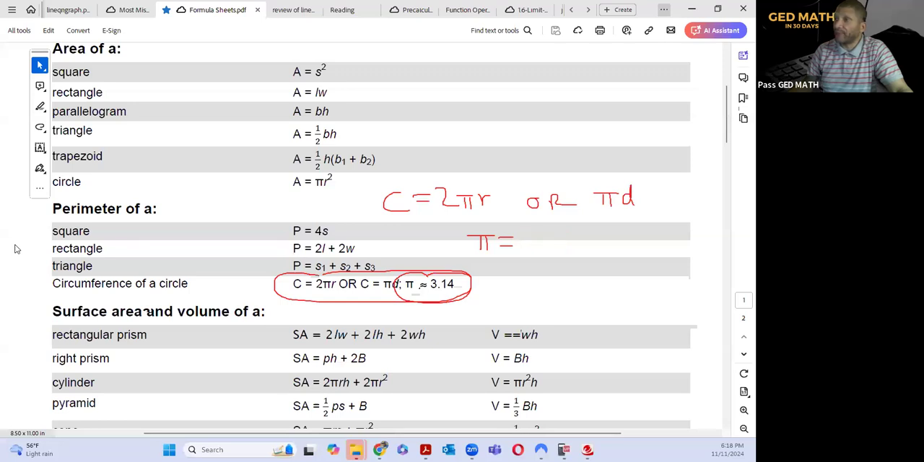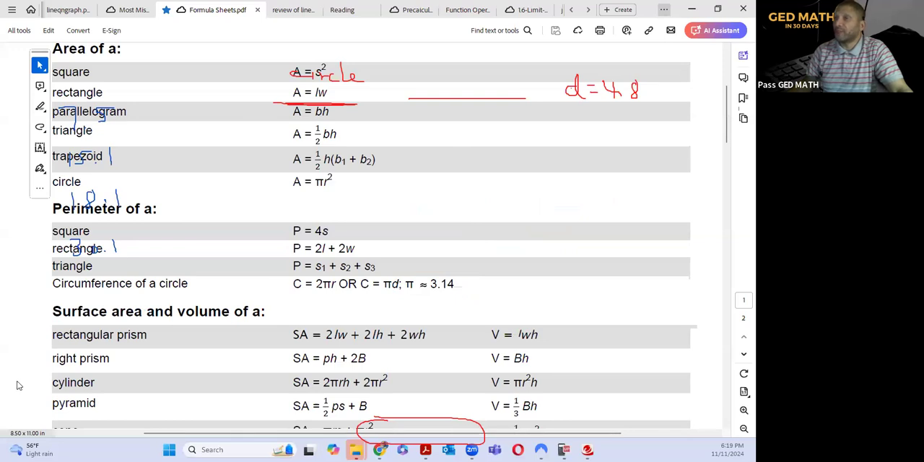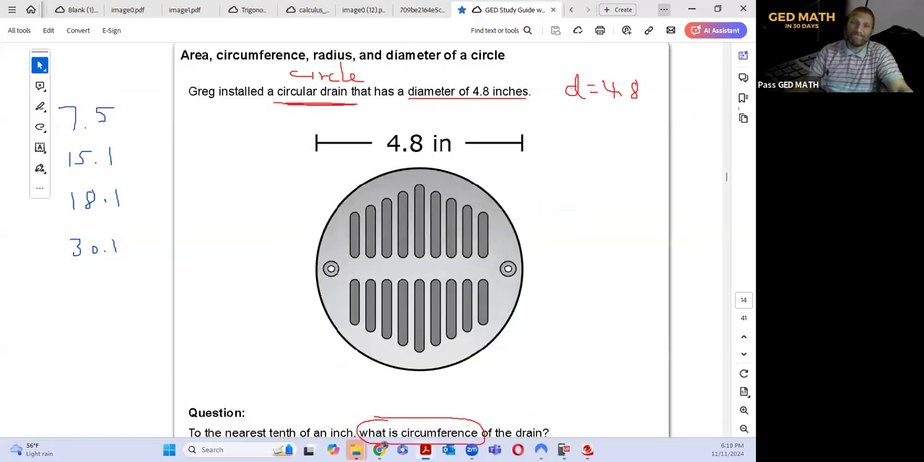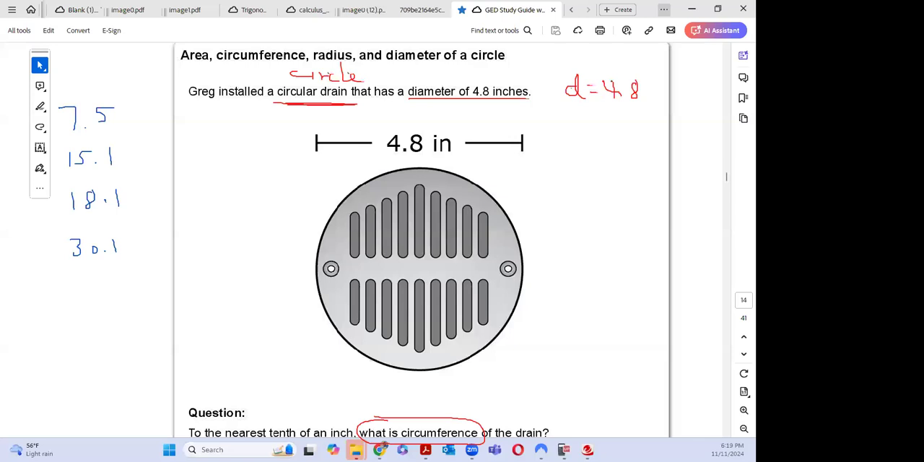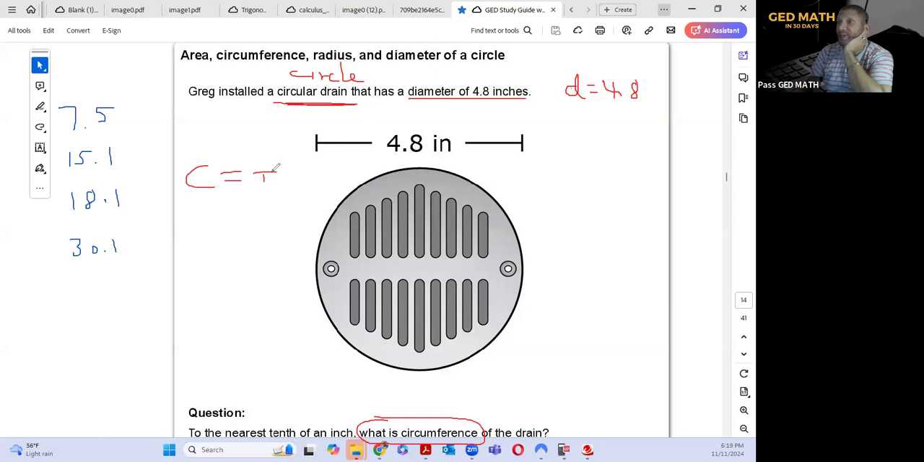So let's go back to that problem. What formula do you think we're going to use? Are we going to use the 2 pi r, or the pi times d? What formula should we use? The pi times d. Okay, C equals pi times d.